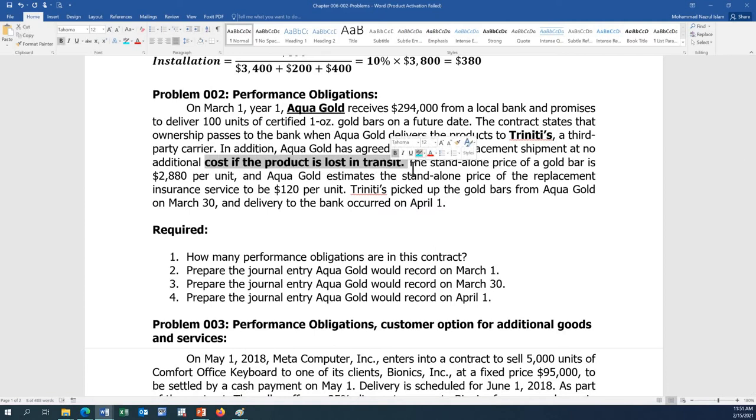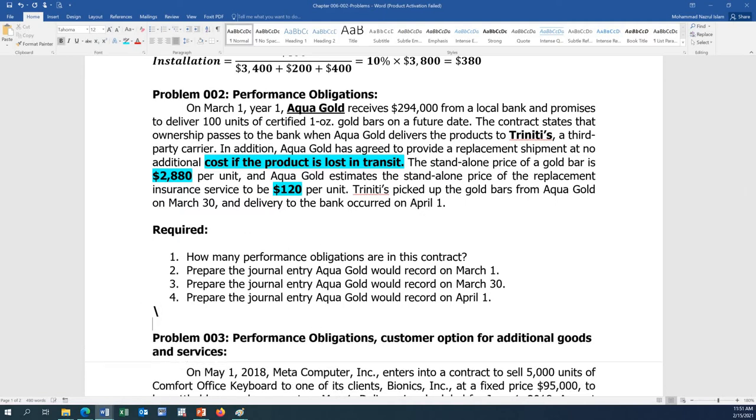In addition, Aqua Gold has agreed to provide a replacement shipment at no additional cost if the product is lost in transit. The standalone price of the gold bar is 2,880 per unit, and Aqua Gold estimates the standalone price of the replacement insurance service to be 150 per unit. See that? And Trinity's picked up the gold bars from Aqua on March 30 and delivered them to the bank on April 1st.